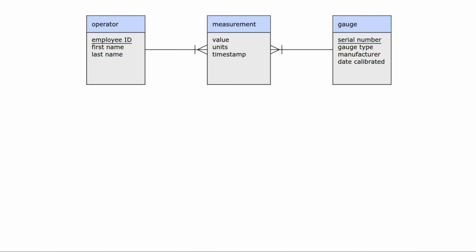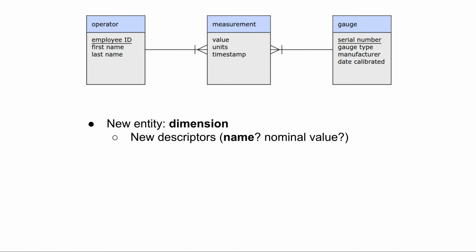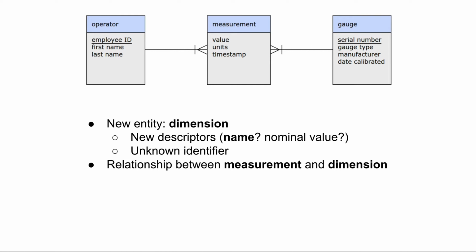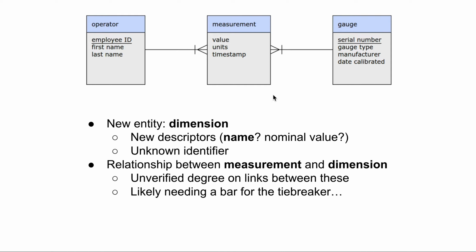We were trying to seek tiebreaker for measurement, but now we're looking at a new entity with multiple descriptors for that entity, unknown identifier, a relationship between the measurement entity we started with and this new entity dimension, with unknown degrees on both sides of that relationship. And should we be putting a bar on that relationship to address that tiebreaker? This is too many variables to manage at once.